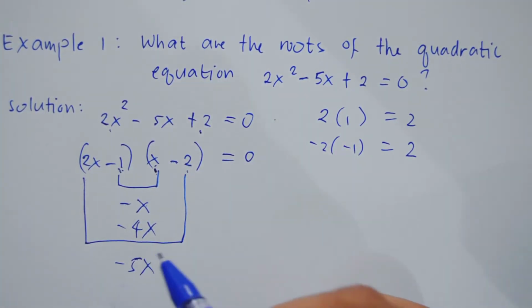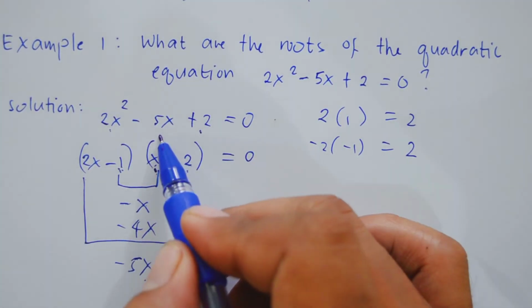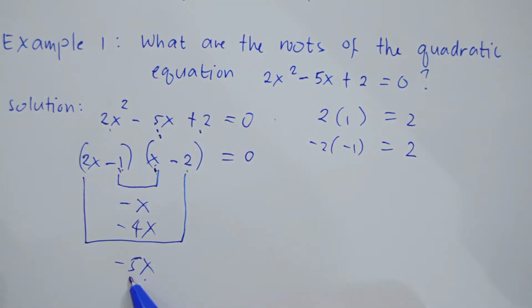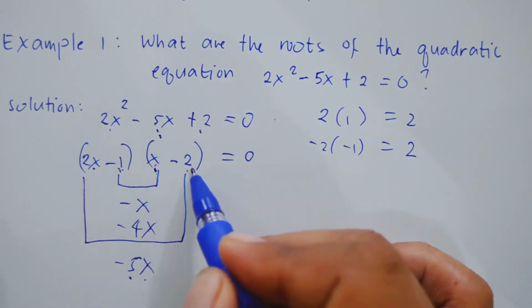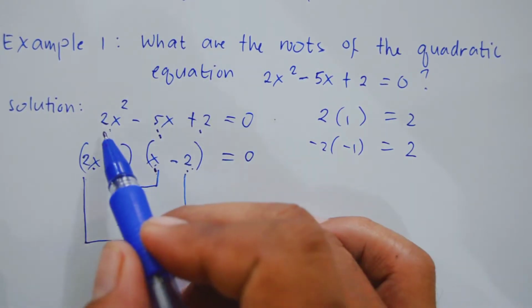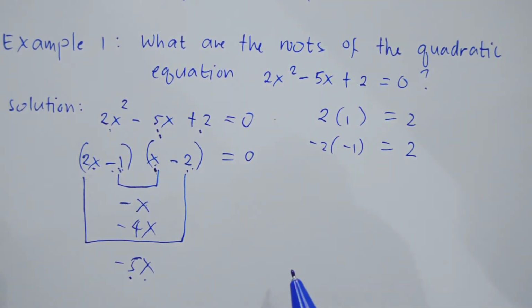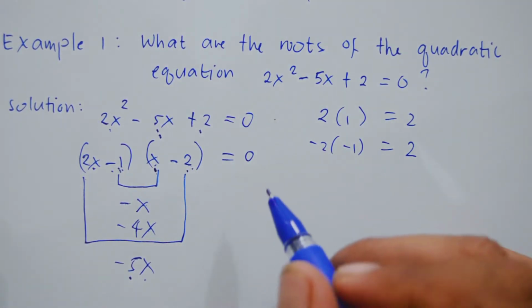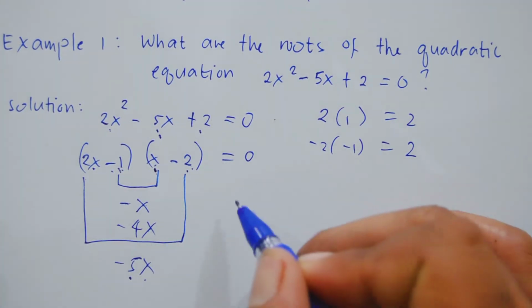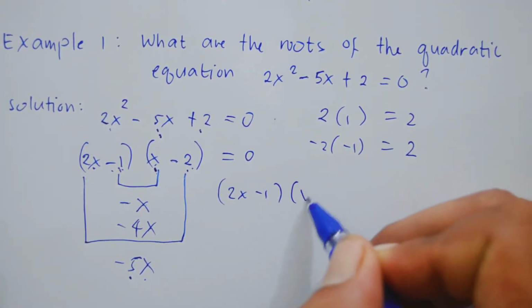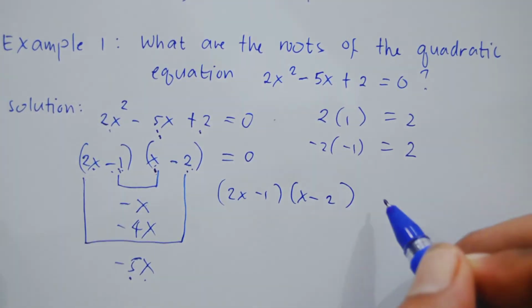So we are going to compare with the second term. Our second term is negative 5x. So the result here is negative 5x. So these two are now the factors of 2x squared minus 5x plus 2 equals 0. Okay, so we are going to write again: 2x minus 1 times x minus 2 equals 0.